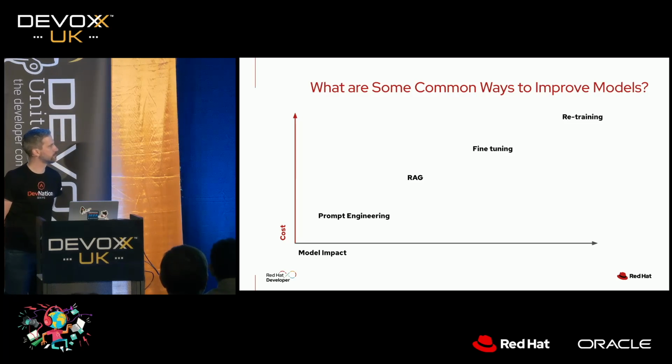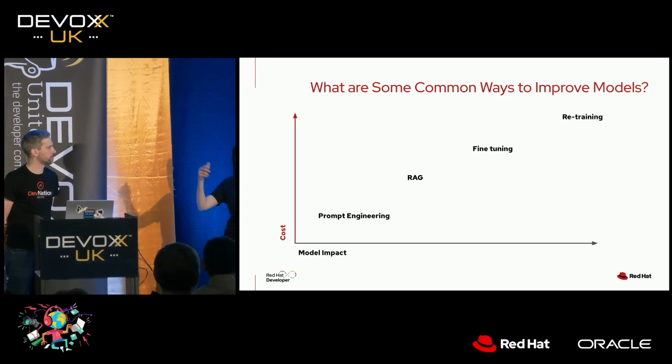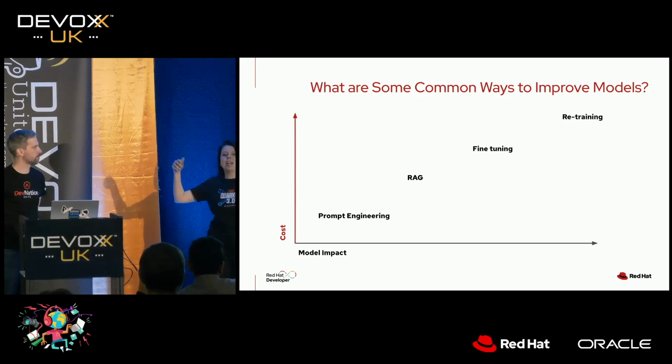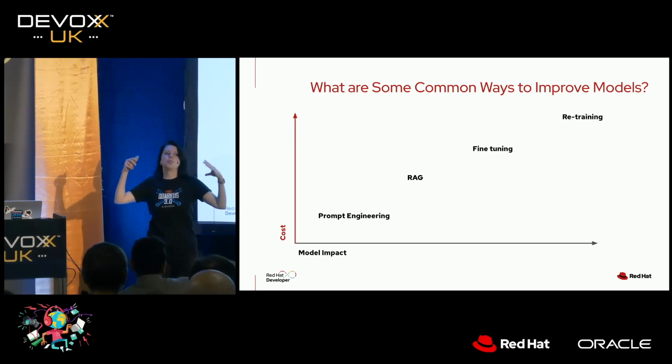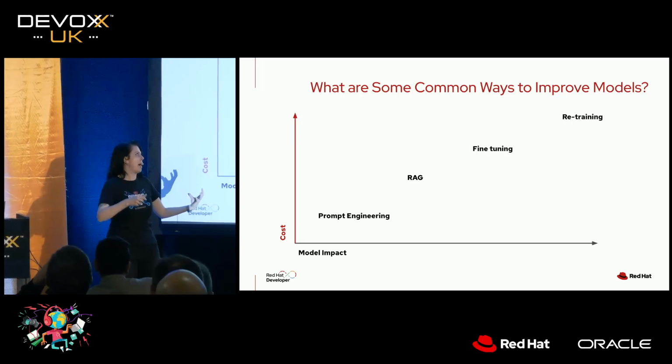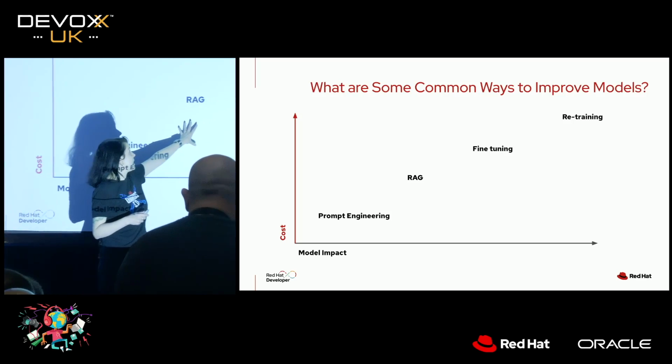The next thing that you can do, which is a bit more expensive, but not super expensive, and makes a medium difference, is RAG. That's retrieval augmented generation. That's when you have an extra source of information that you pull in to improve the information that you get back from the model. That's usually done at the prompting side.